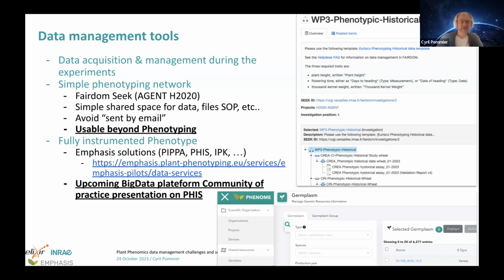But when you've got more than a simple phenotyping network, when you do your measurement by hand, when you begin to have drones, to have networks of sensors, well, when your experiments are fully instrumented, you need a dedicated solution, a dedicated platform information system, such as PIPA, FIRS, the one deployed at IPK in Gatersleben, etc. And for this, I'd like to draw your attention on one upcoming presentation within this series of webinar that will present FIRS, the solution developed at Phenome.